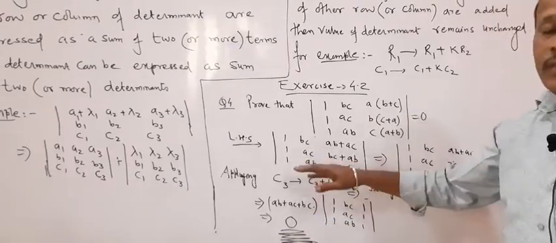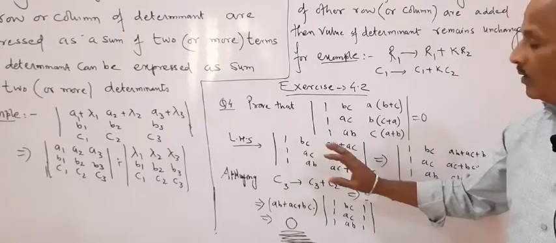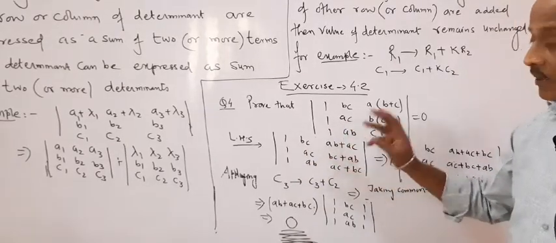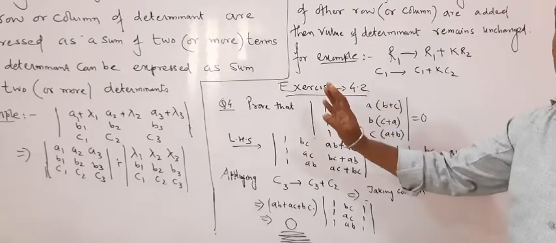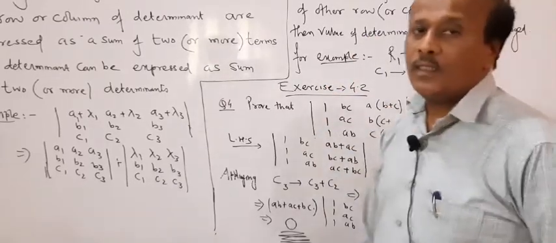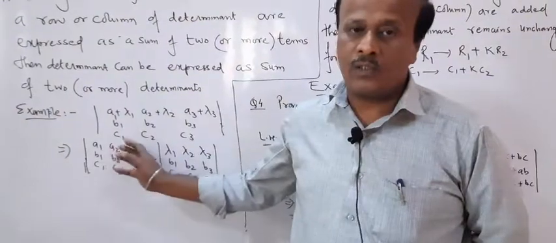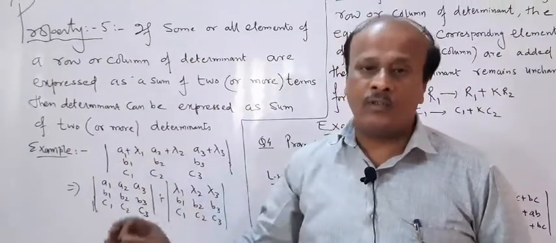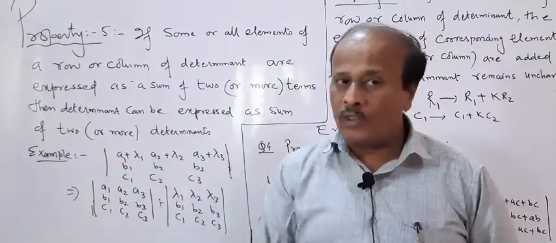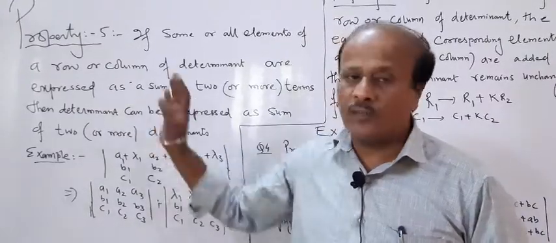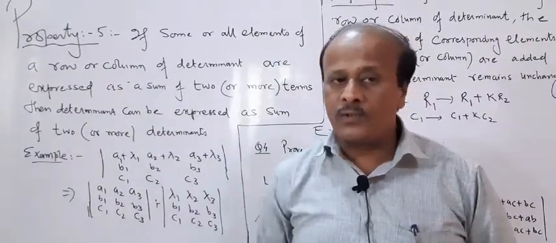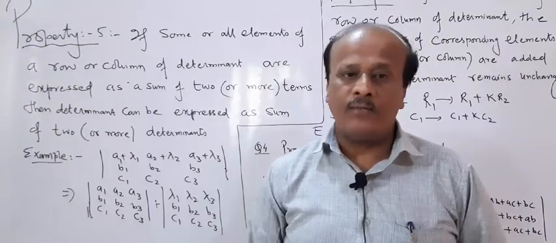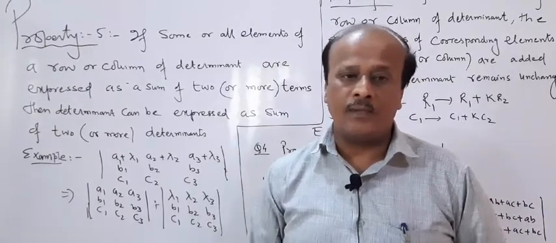You can do it with many other methods also. Here I used 3 properties, so how to use these properties is very important. In coming sessions, I am going to do many such questions where all these properties are going to be used. Now your homework is to go through the statement of each and every property and see the examples also in your textbook. Then we will solve some more questions of exercise 4.2.